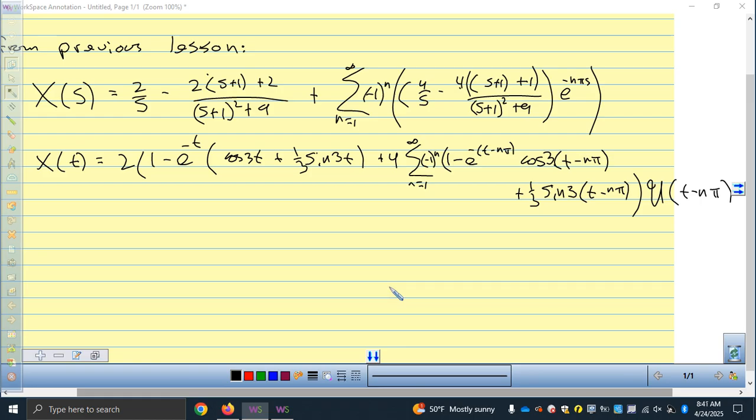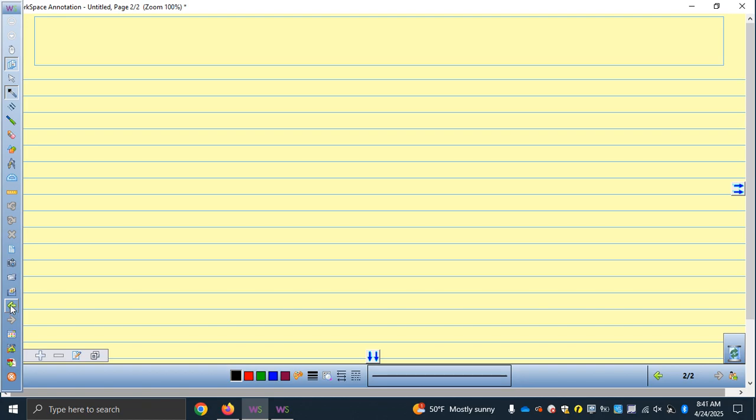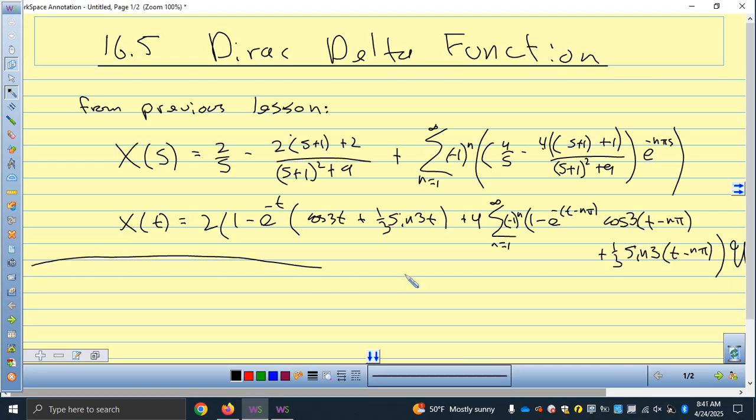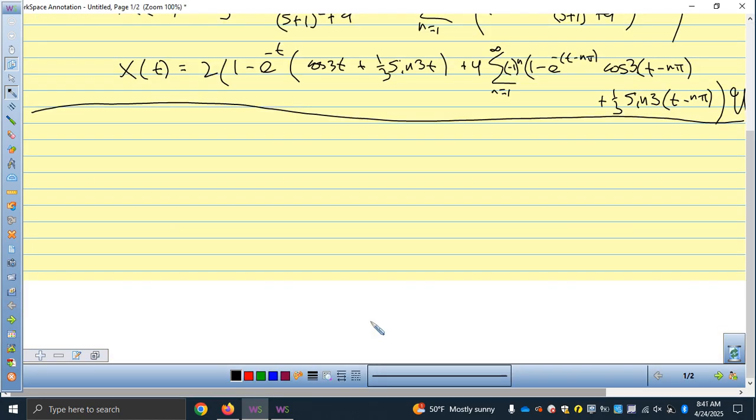But really loud. All right, so now we're going to jump to the Dirac delta function. I'm just going to draw a line here. Now we're on to our actual lesson. So at the beginning of the chapter, when we defined the properties of the Laplace transform, we saw that F of s equals 1.